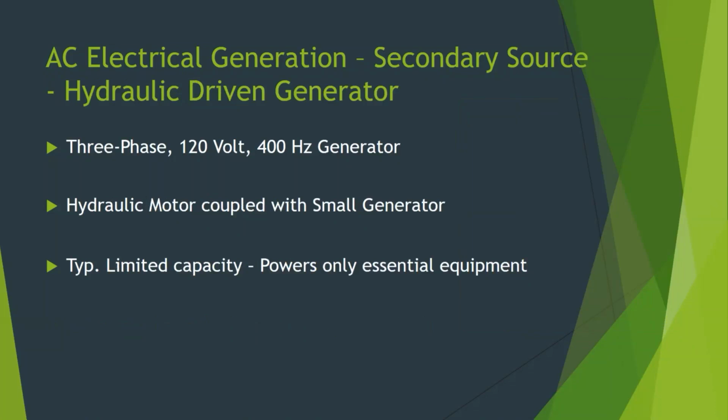Another secondary source that you'll commonly see is a hydraulic driven generator. Again, these are three-phase, 120 volts, and they're going to put out 400 hertz on most transport aircraft. Even some of the latest ones that use wild frequency probably still put out 400 hertz, because that's still the standard frequency point we're shooting for. What these are is a hydraulic motor. Hydraulic fluid is pumped through a rotary motor that's coupled with a generator very similar to the APU generator. Again, they don't have any kind of constant speed gearbox.